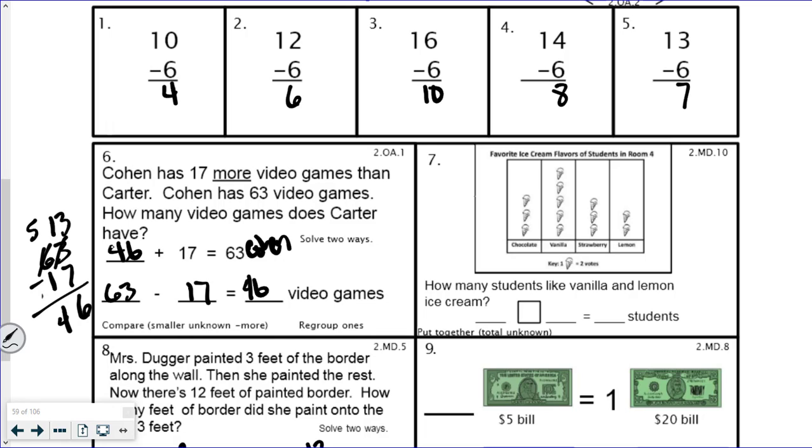How many students like vanilla and lemon? So vanilla, 2, 4, 6, 8, 10, because each ice cream stands for 2 students' votes, plus 2, 4. So that means 14 students like vanilla and lemon.